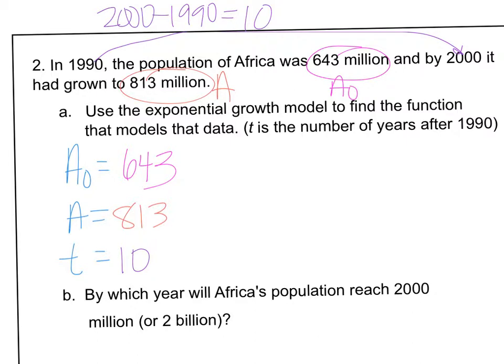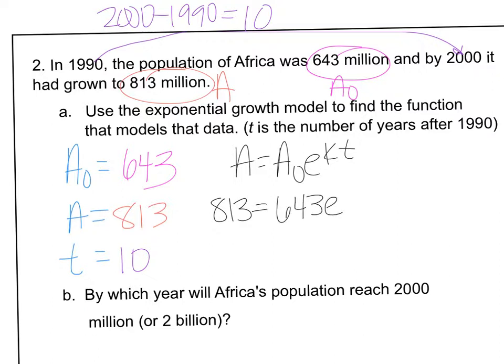So then, remember that equation I gave you on that first page? A equals A sub O e to the kt. That's what you're going to plug into, and your goal is to find k. That's what we don't know. We don't know the percent that this population is going up by. We're going to find it. So we're going to plug everything in there. So it's going to be 813 equal to 643 e to the k times 10.